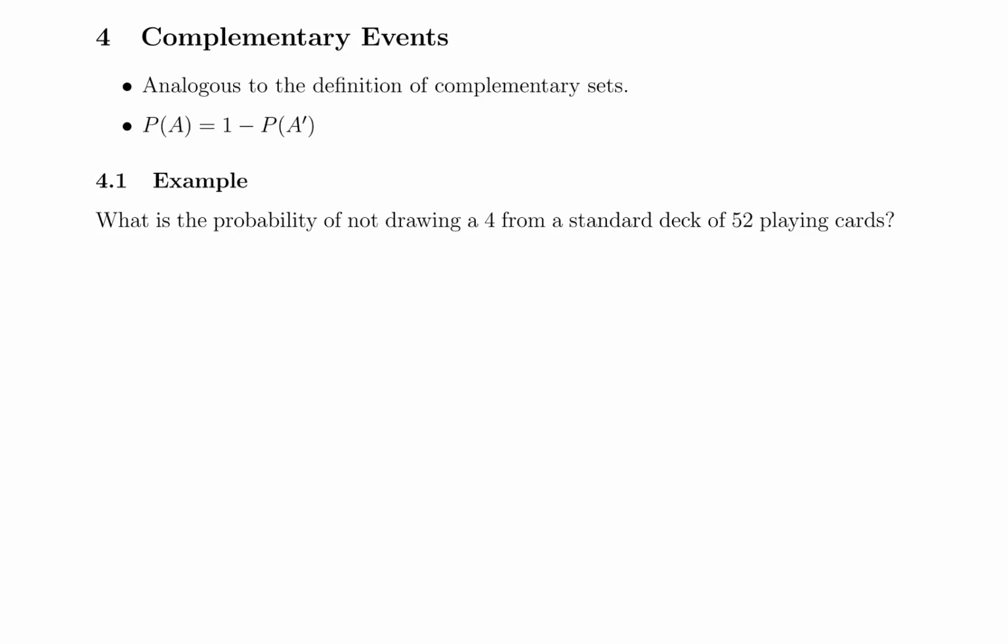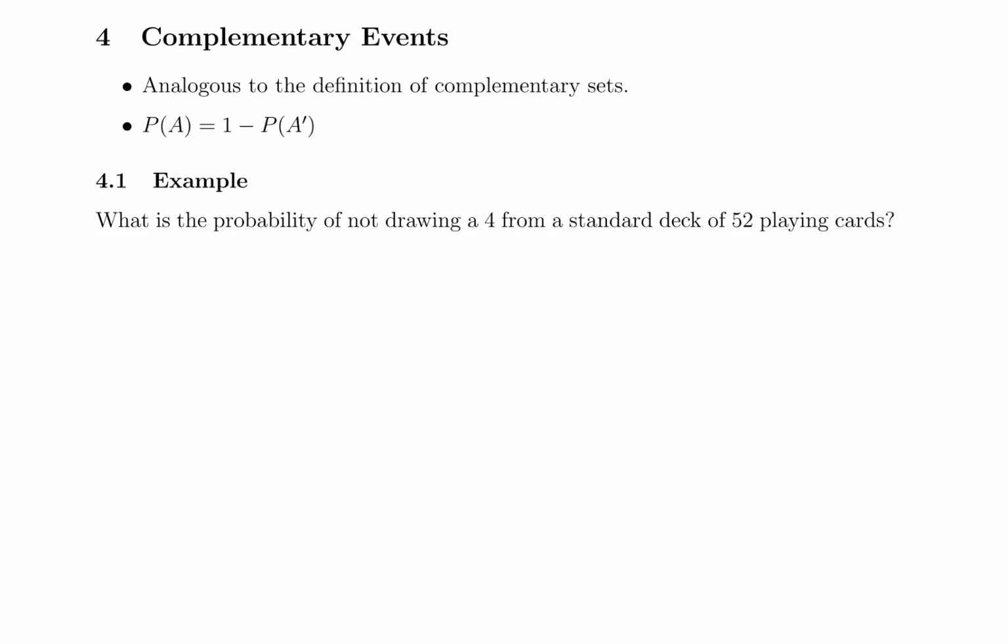heads. If you randomly select a student from a class and we say, what is the probability that a student is under 20 years old? Then the complement of that would be the event where the student is over 20 years old. If we select a student and ask, what's the probability that that student is a woman? Then the complement of that event would be the student is not a woman. It's just like we did with complementary sets, it's everything that is not covered by that event.